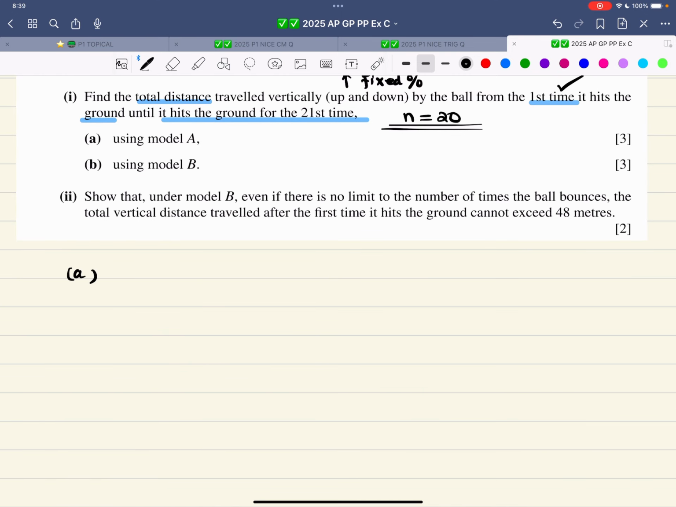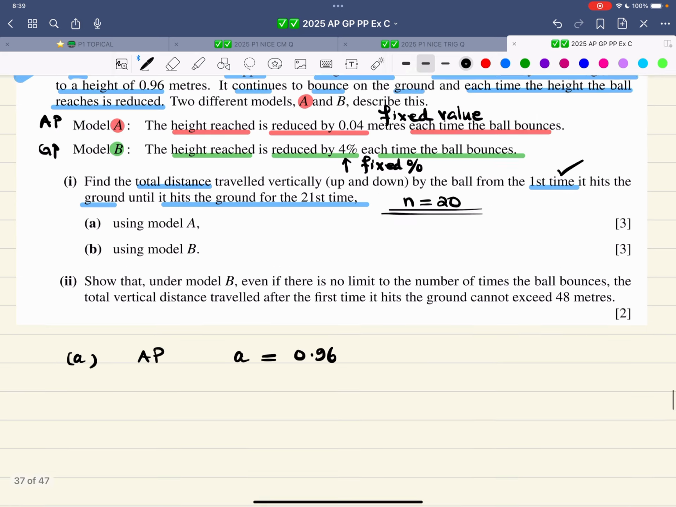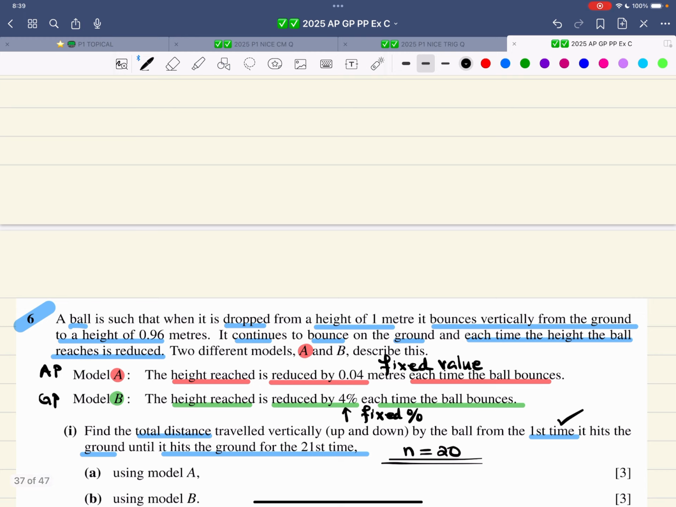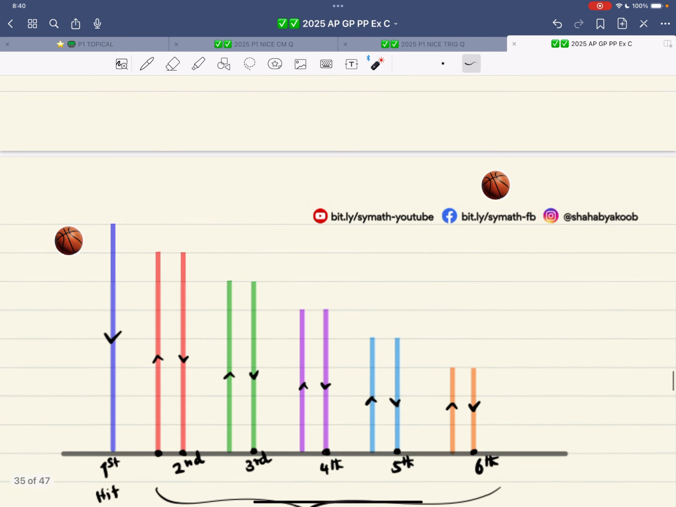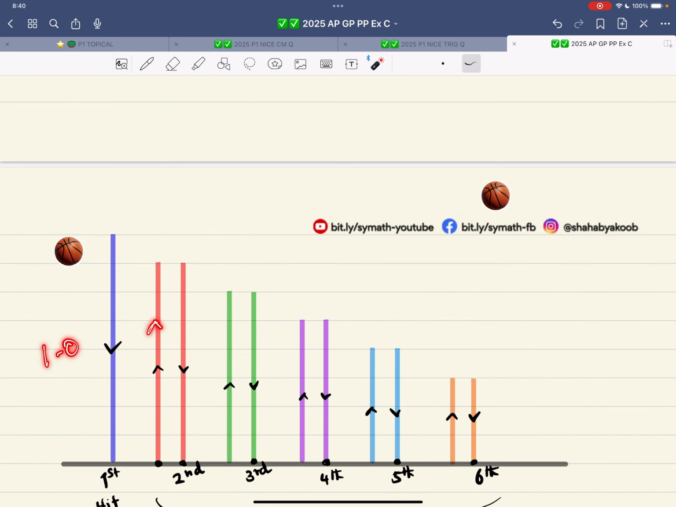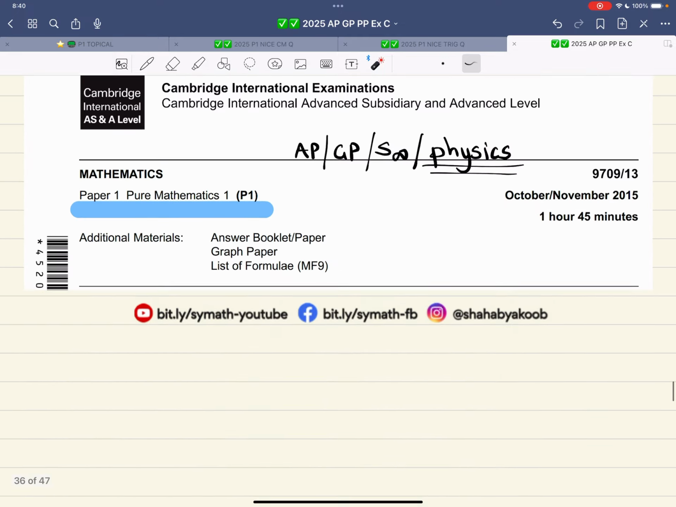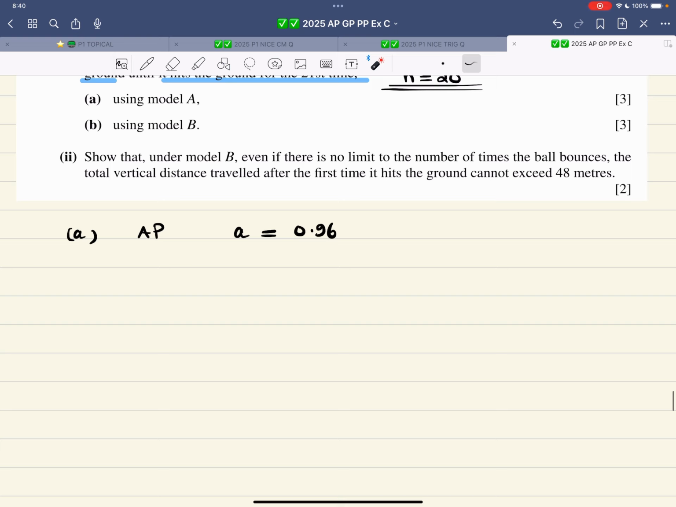This is part A and this is model A, which is AP. The first term is 0.96. It's not 1 meter, it is 0.96. It was dropped from a height of 1 meter and then the story starts with 0.96. So this is like 1 meter and this is like 0.96 and then it's reduced by a constant value. So the first term is 0.96.